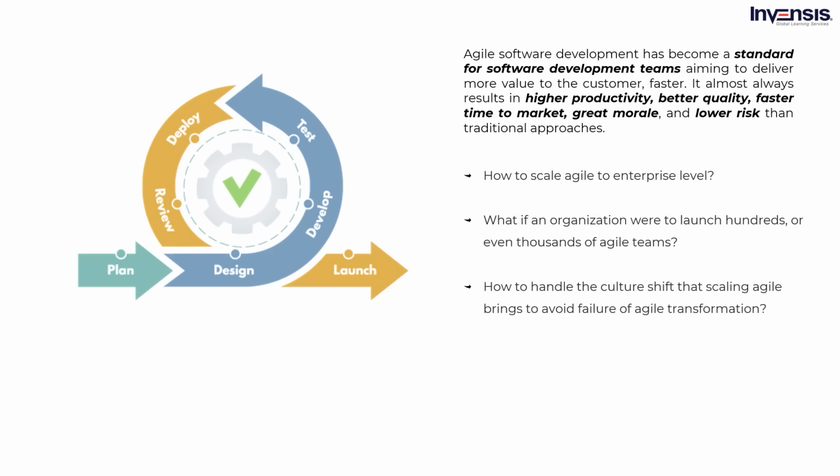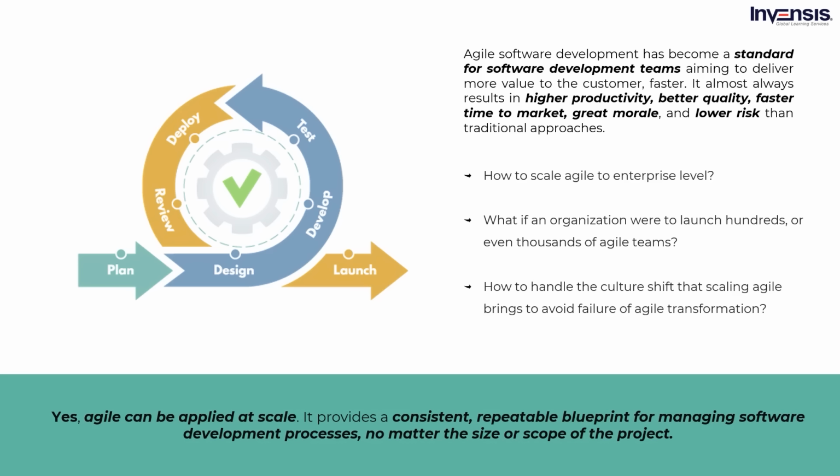Answering all these questions, yes, Agile can be applied at scale. Agile can be applied across multiple teams and projects and works for both on-site or remote teams, or a hybrid of both. There's no right way to scale Agile. But many organizations have had great success evolving their processes, teams, and cultures using frameworks for scaling Agile.